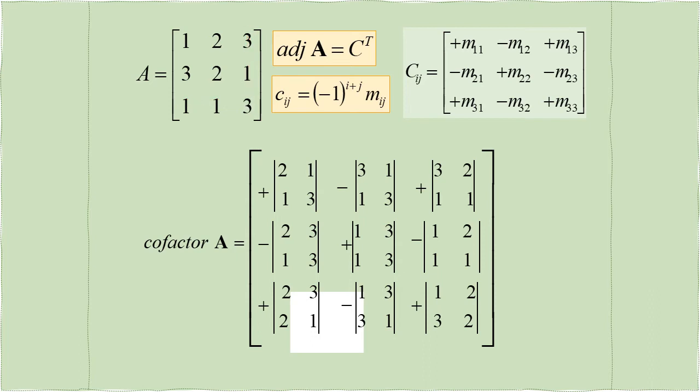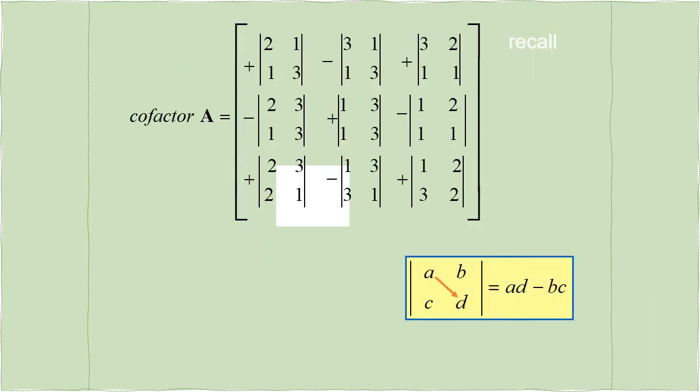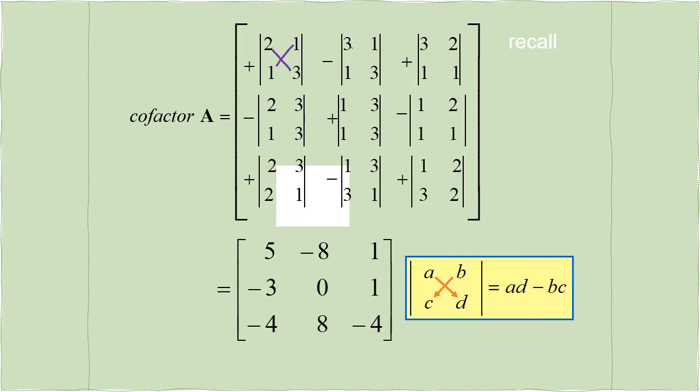So now we have the cofactor equal to, so calculate determinant for each position. So we get 5, negative 8, 1, negative 3, 0, 1, negative 4, 8, negative 4. Remember, AD minus BC is 6 minus 1, 5, 9 minus 1, 8. Don't forget the sign. 3 minus 1, 2 is 1. 6 minus 3 is 3. 3 minus 3 is 0. 1 minus 2 is negative 1.